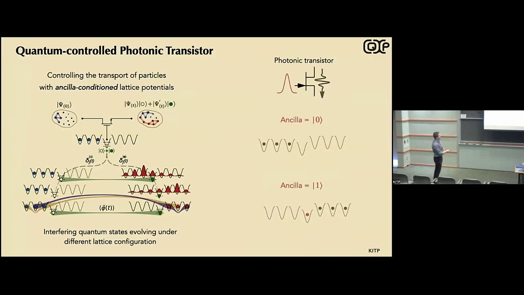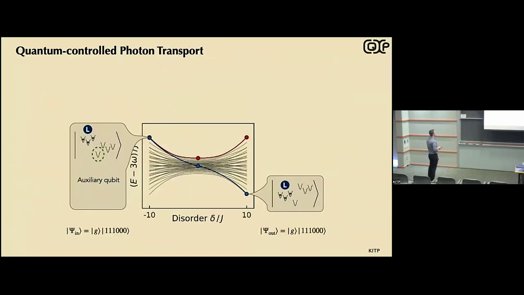But what we want to do with this transistor is have a middle qubit whose quantum state will control this transport. If it's empty or has 0 photons, the particles or the state will remain localized on the left-hand side, but if this ancilla qubit is excited with 1 photon, then that will allow the transport of particles to go through to the other side. So that's why this analogy with the transistor. And so that was the idea. Can we demonstrate this? Because this would be the easiest thing to demonstrate this idea of having quantum control of your lattice potential.